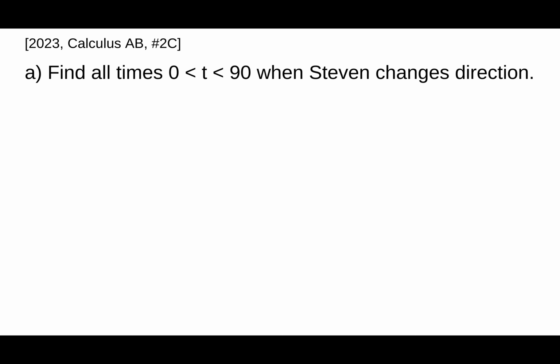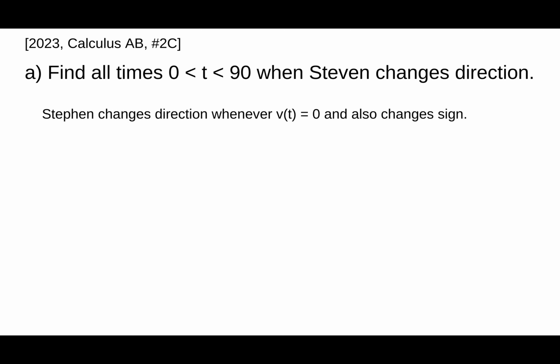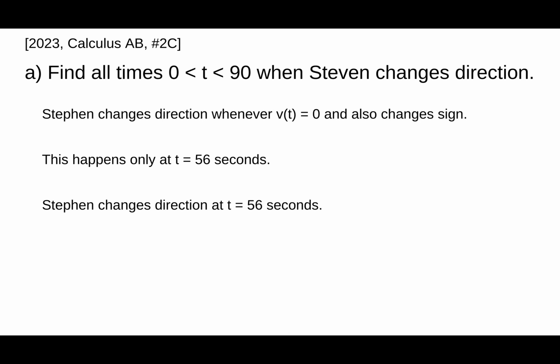In part A, we are asked to find all the times between 0 and 90 seconds when Stephen changes direction. Well, Stephen will change direction whenever his velocity is 0 and it also changes sign. Because this is a calculator active question, you can graph this function on your calculator and check that this only happens at t equals 56 seconds, where both of those criteria are met. So Stephen changes direction at t equals 56 seconds.